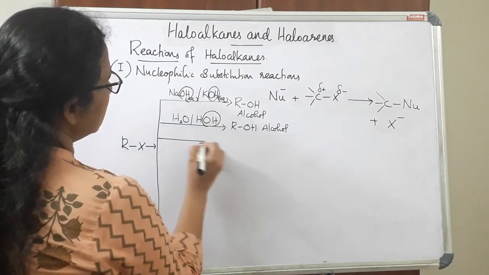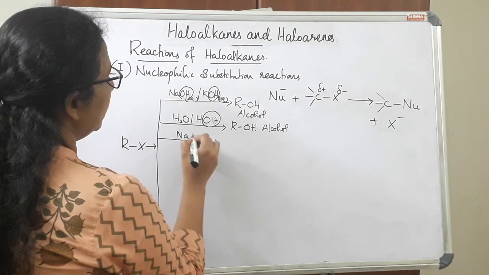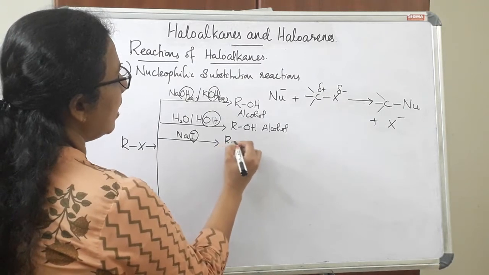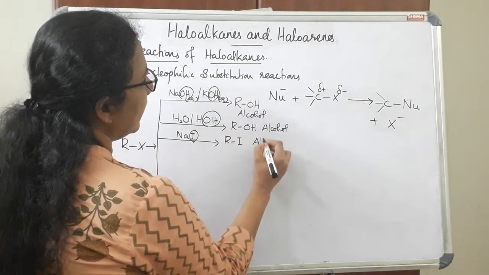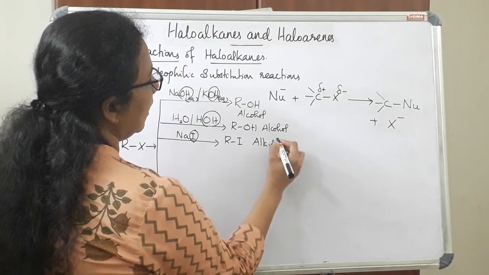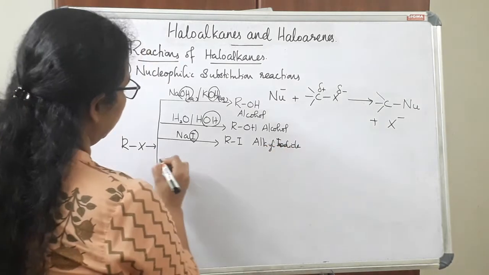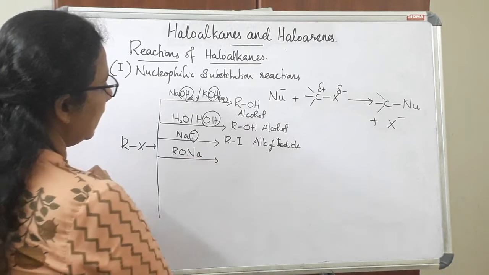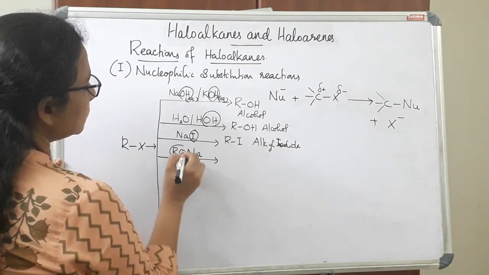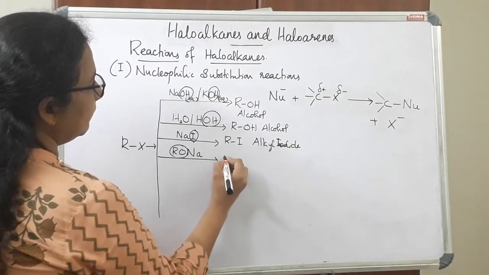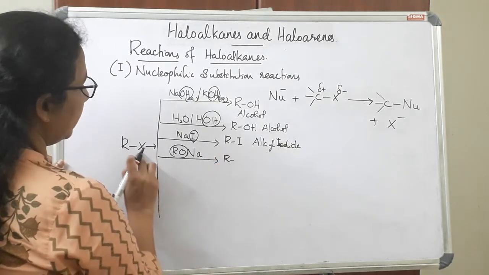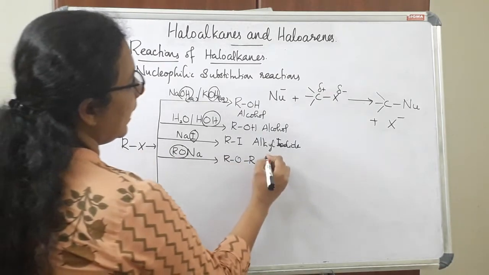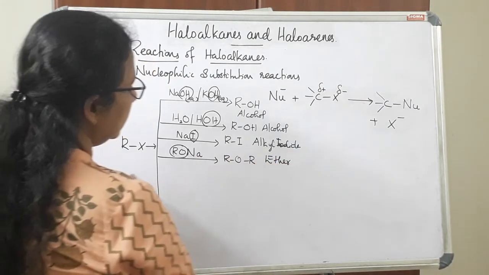Then the next reagent is NaI, sodium iodide. And we know that I minus, that is the nucleophilic part, and we get RI, so alkyl iodide will be the product. Then the next reagent is RONa, sodium alkoxide. So RO, this is the nucleophilic part and we will get R instead of X, ROR. So ROR will be the product and we know that this is ether.